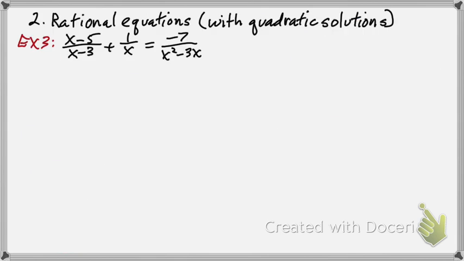Now then, this type of rational equations, notice again we got fractions, but this is going to give us a quadratic solution, meaning two different solutions. How do I know? Look at that x squared in the denominator on the right-hand side. That's how you tell.